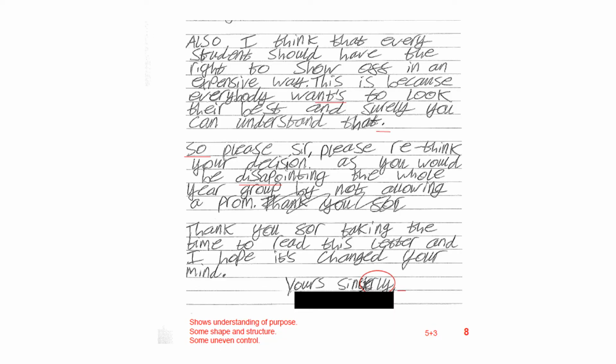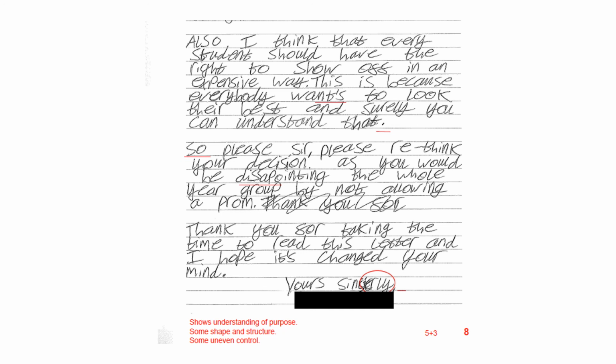Moving to the end of this response, you can see most of the paragraphs are very short, consisting of 1 or 2 sentences for the most part. And you can see the really informal "so please sir, please rethink your decision." This would not form part of a letter to headmaster or headmistress. It is simply too informal and not really suited to the style of writing required for this assessment. It thanks them in a sentence at the end there and gives a fairly weak response to the task set.